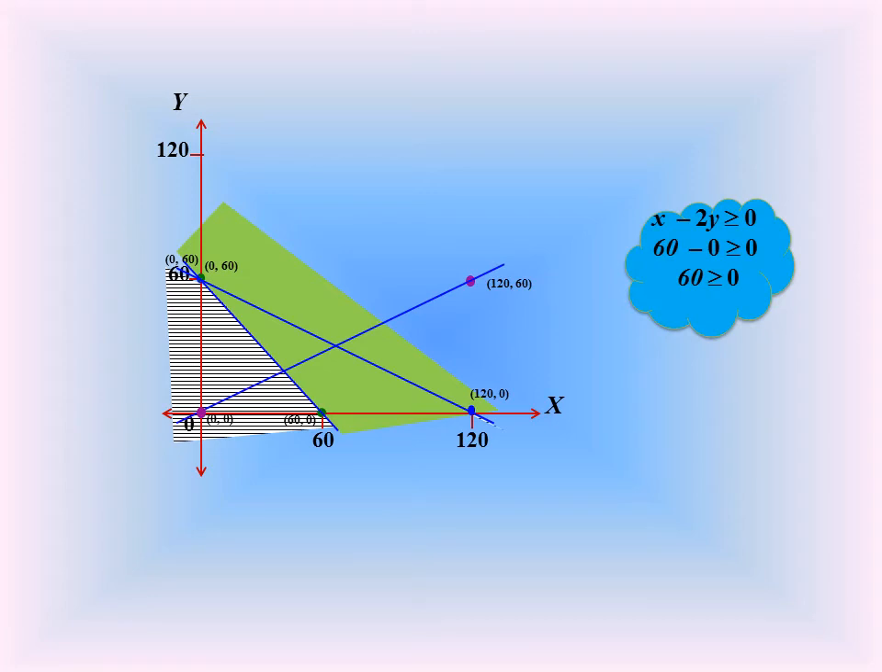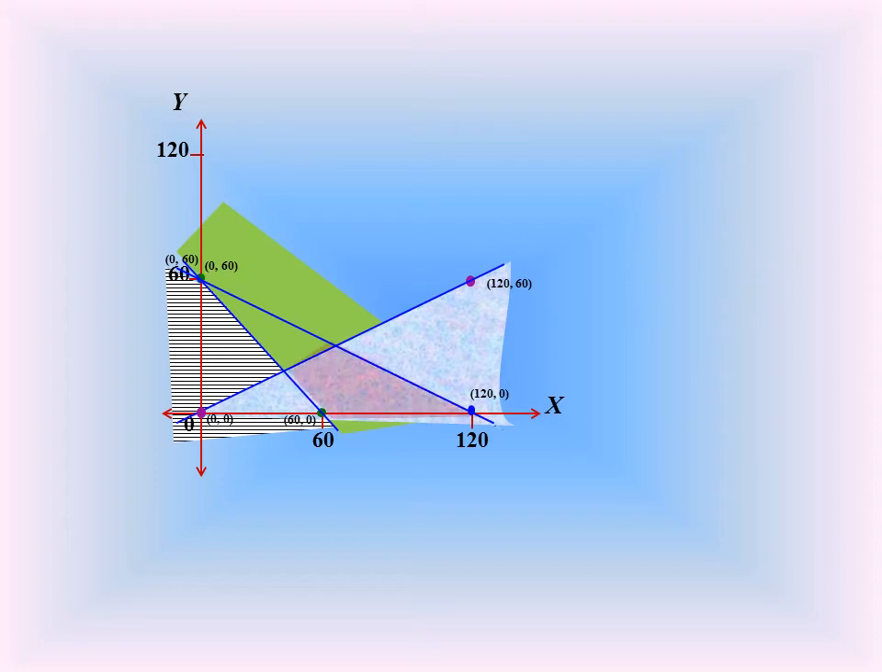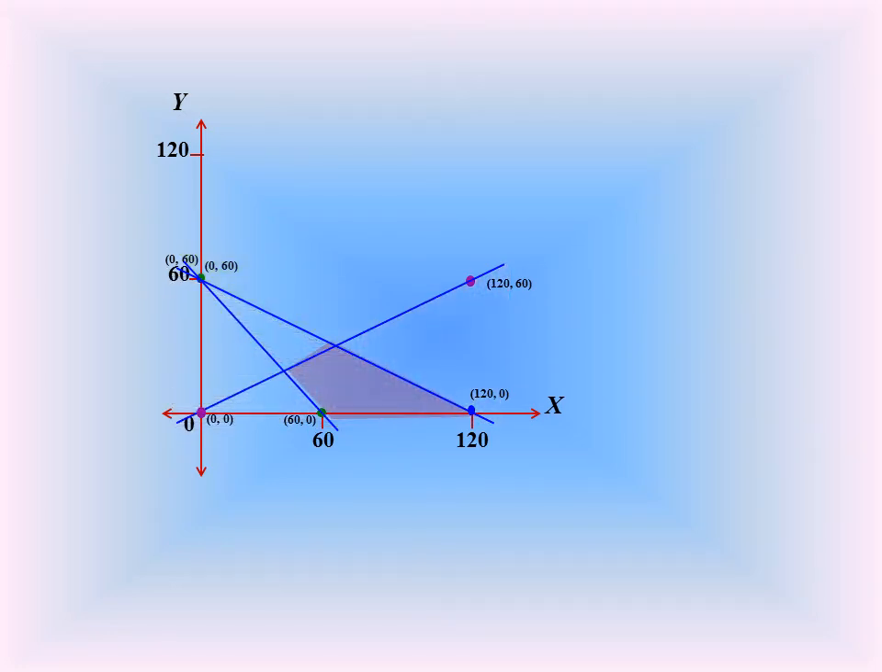Now x minus 2y greater than or equal to 0. In the third inequality, we are substituting x equal to 60 and y equal to 0, an arbitrary point. We get 60 is greater than or equal to 0, which is a true statement. Hence we are shading towards the origin. Therefore the common region is here.